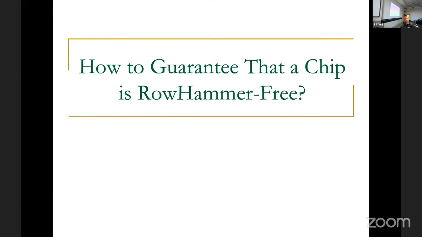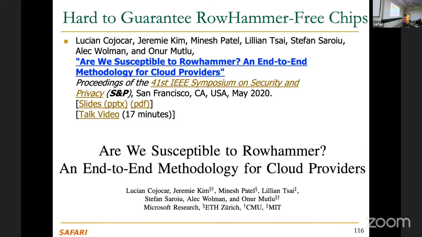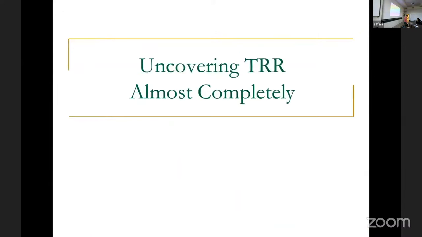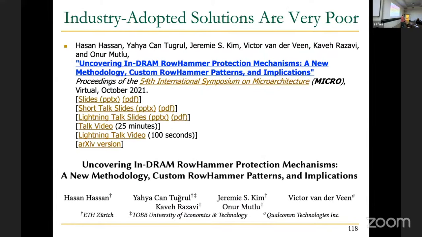Okay, so how do we guarantee that a chip is RowHammer free? I'm not going to talk about this, but we did some work with Microsoft on this one. It's interesting. We wanted to understand, from a data center perspective, what access patterns in a program lead to more bit flips. There are some interesting results here. And there's no way to actually guarantee that the chip you're deploying in your data center is RowHammer free. So later we wanted to do more work to really understand what's going on inside the chip.